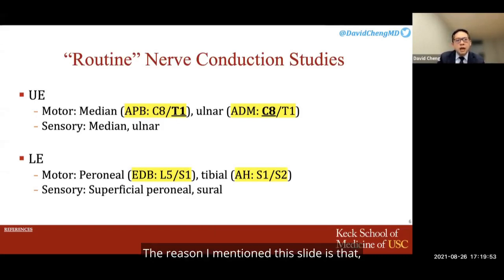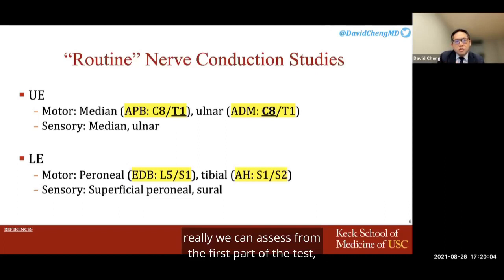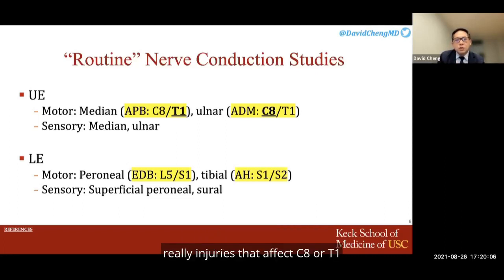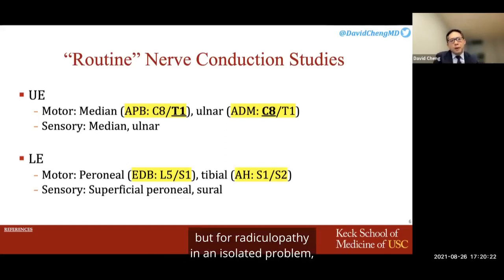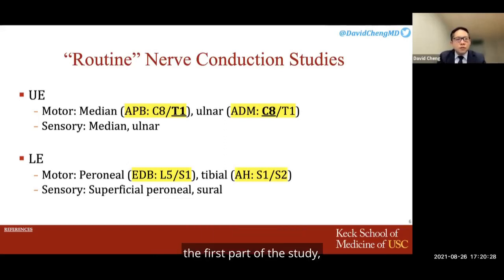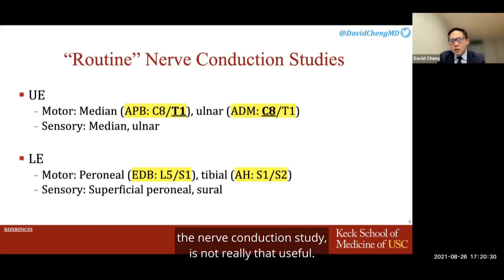The reason I mentioned this slide is that, number one, if we are looking for someone with radiculopathy causing weakness, really we can assess from the first part of the test really injuries that affect C8 or T1 in the upper extremities, or L5, S1, and sometimes S2 in the lower extremities. Anything outside of that, the first part of the study is not very helpful. It can help us to tease out other peripheral nerve entrapments, but for radiculopathy in an isolated problem, the first part of the study, the nerve conduction study, is not really that useful.